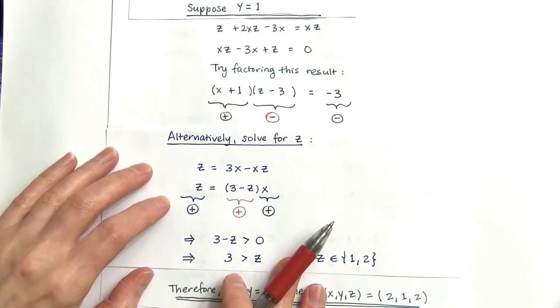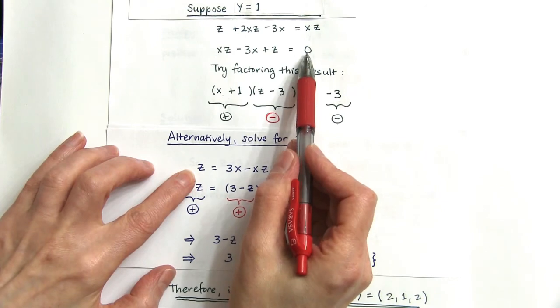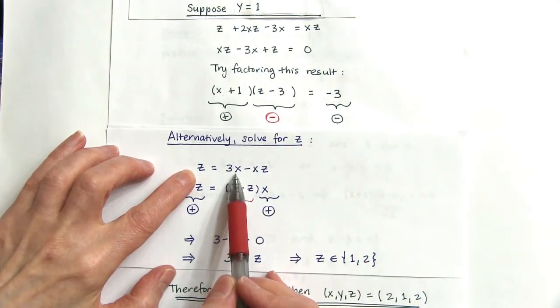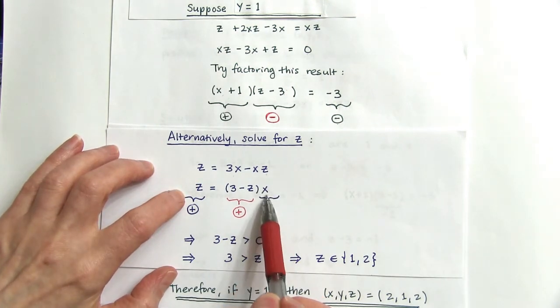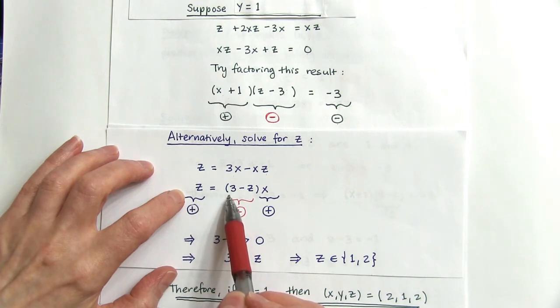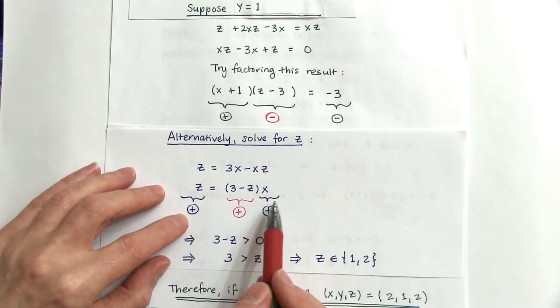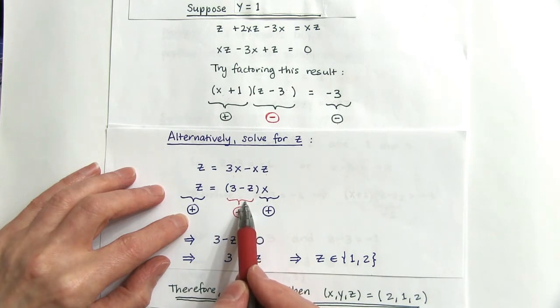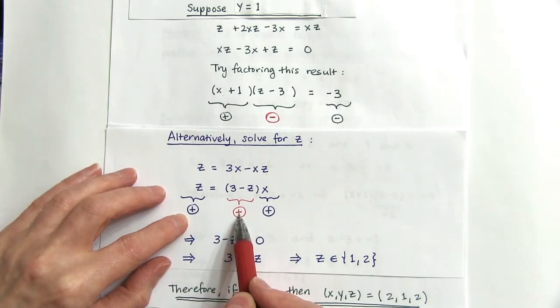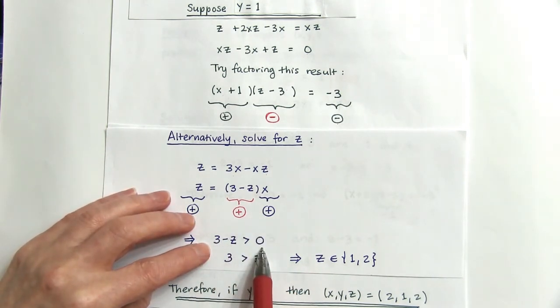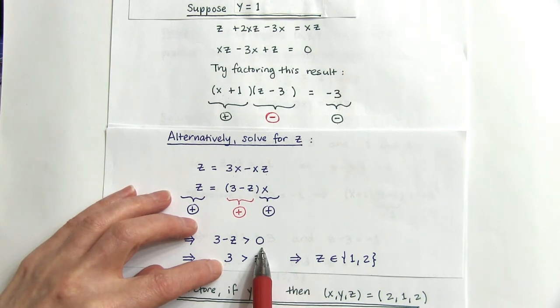But as an alternative, you could look at this polynomial this way. So you could solve for z, which is equal to 3x minus xz. Then I factored out the x, and I discovered that z is 3 minus z times x. And because z has to be positive and x is positive, it follows that this factor must also be positive. And so when I analyze that, I see that 3 minus z must be positive, which means that by translation invariance, when I add z to both sides of this inequality, I see that z must be smaller than 3. And since z is a positive integer, it follows that the only choices for z are 1 and 2.